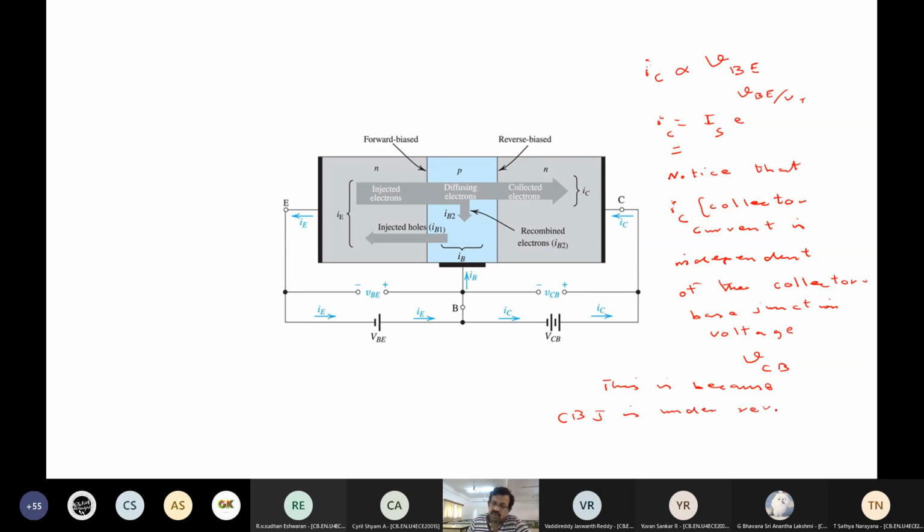What does that mean? The collector terminal is the N region. As long as the potential of the collector is more positive than the base, and the base is P type, which is connected to the negative, this junction will be under reverse bias. So the collector current will be proportional to only the base-emitter voltage.